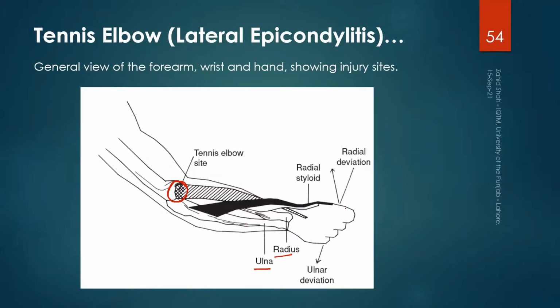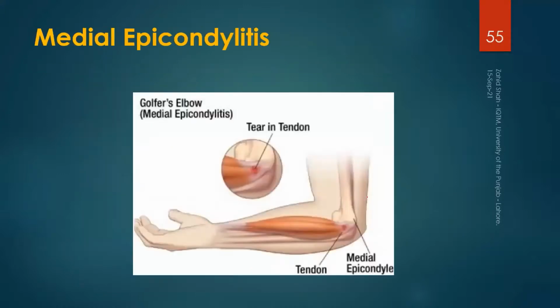So again, when large grasping forces are required, a lot of extension takes place, and there is some ulnar deviation as well, the chances of developing this disorder increase. Just opposite to this is medial epicondylitis. That develops on the medial side, on the medial epicondyle. But the reasons could be very similar. That was called tennis elbow, this is called golfer's elbow.